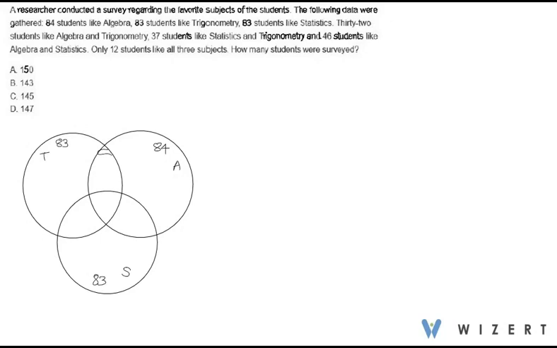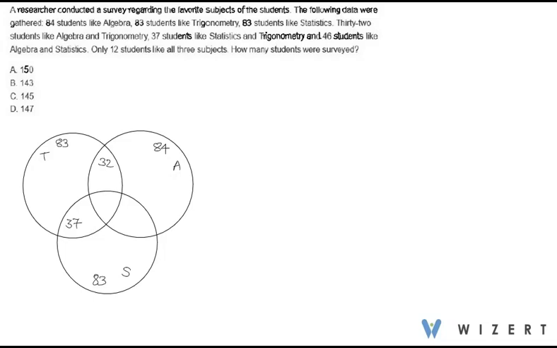Now according to the question, 32 students like algebra and trigonometry. That means that this overlapped portion here is representing 32 students who like algebra and trigonometry. 32. Similarly, 37 students like statistics and trigonometry. So this overlap portion here is representing 37 students who like statistics and trigonometry. 37.